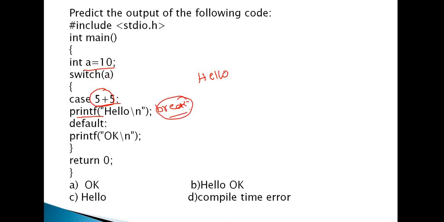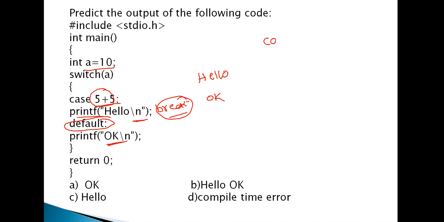What happens if you are not writing any break means the entire switch block is executed, that is, until a break comes, the statements are executed. For example, after printf, I am not writing break. Without checking this condition, simply OK is also printed. Here I am using backslash n and OK.